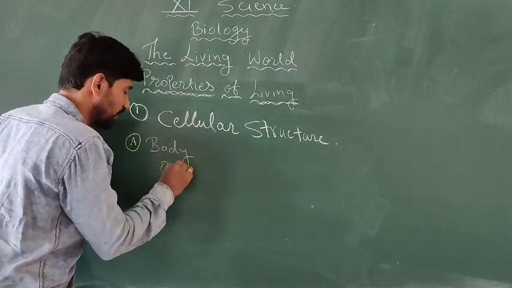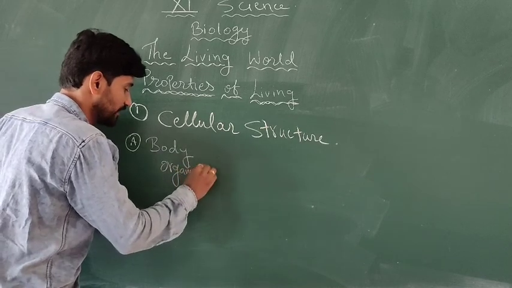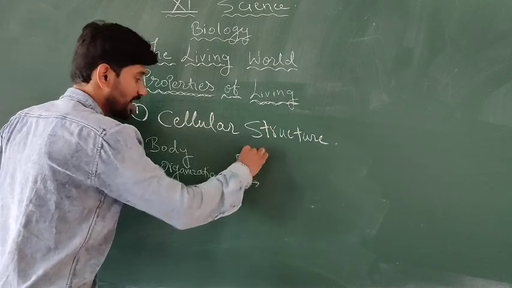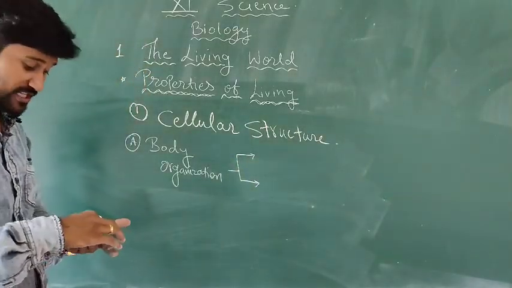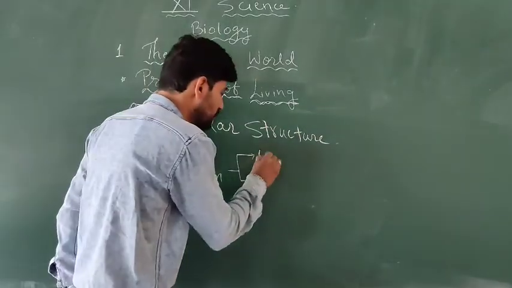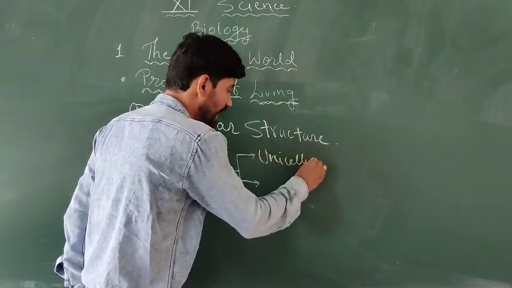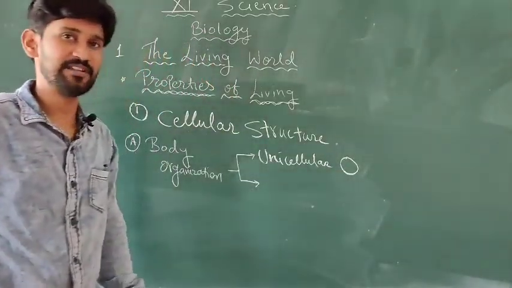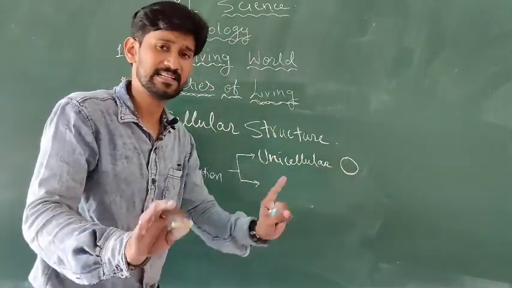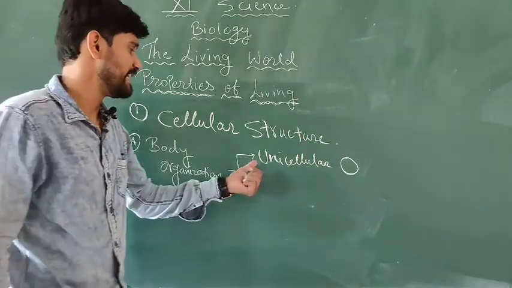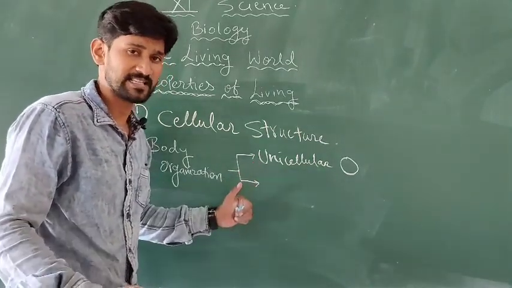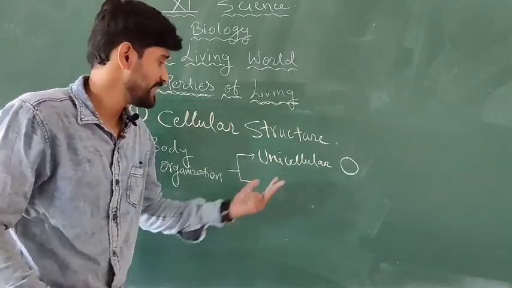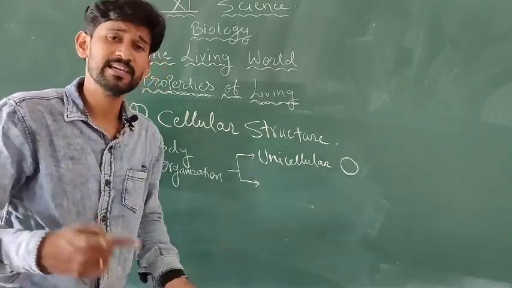So body organization of cell is of two types. The first type is the unicellular cell. That word indicates everything. Uni means single; when a single cell is present, that is known as a unicellular cell. Like bacteria is a unicellular cell. Amoeba is a unicellular cell. Paramecium is a unicellular cell.